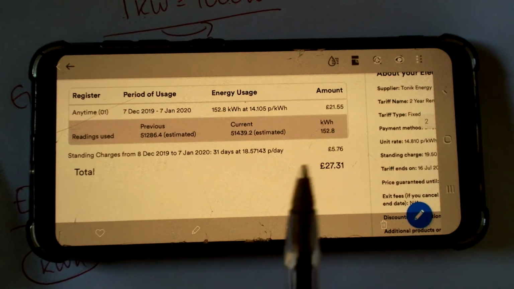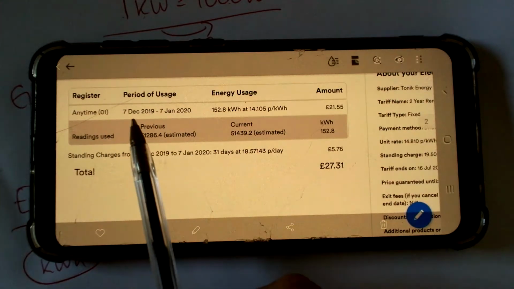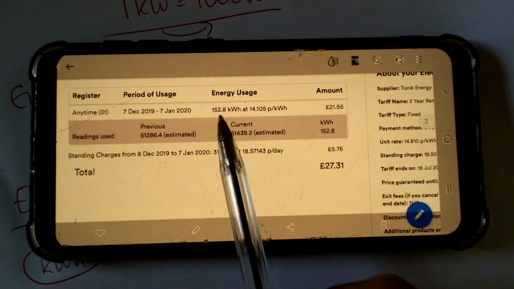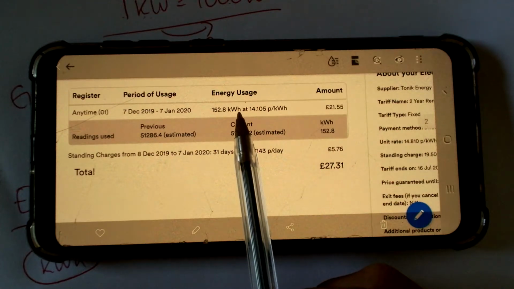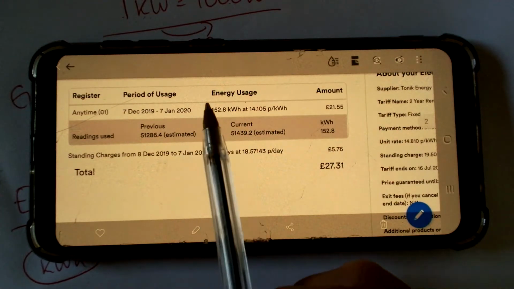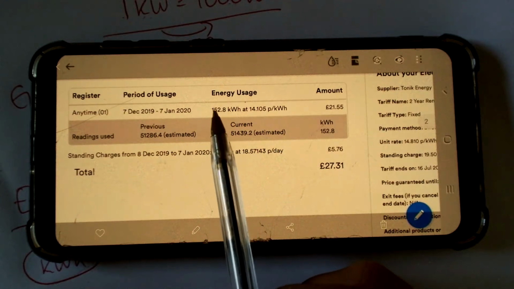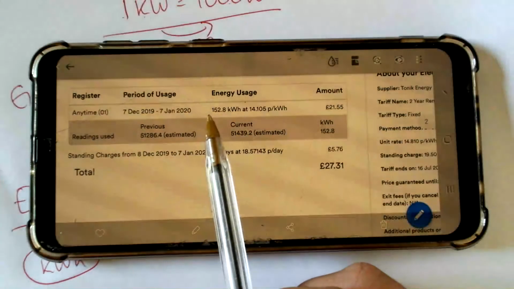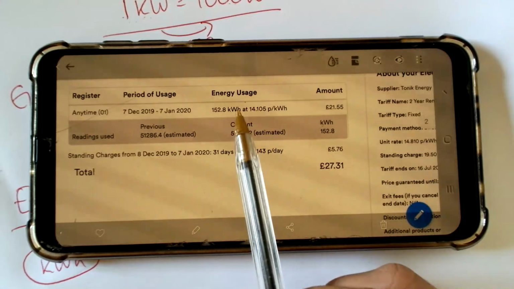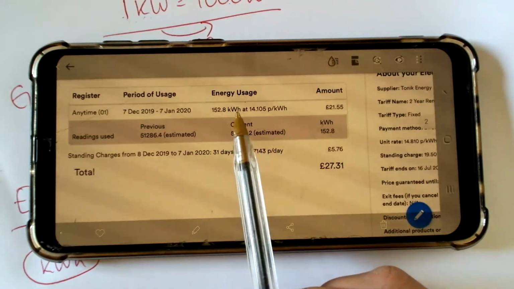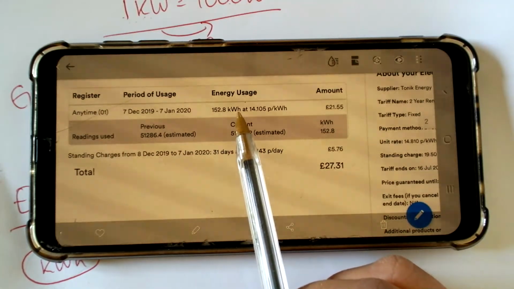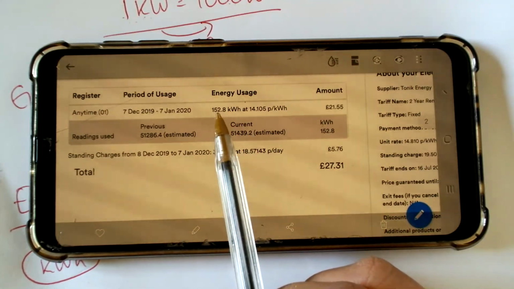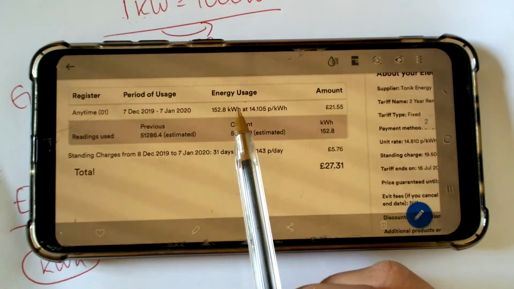So this is my real fuel bill, and you can see in that time, my month long, I have used in my house 152.8 kilowatt hours, sometimes referred to as units of energy. So that's every time I've run my oven and all my lights, charged my phone, everything I've used in the house over time. If I multiply all the kilowatts by the number of hours I've used them, I've ended up with this much energy, 152.8 kilowatt hours.